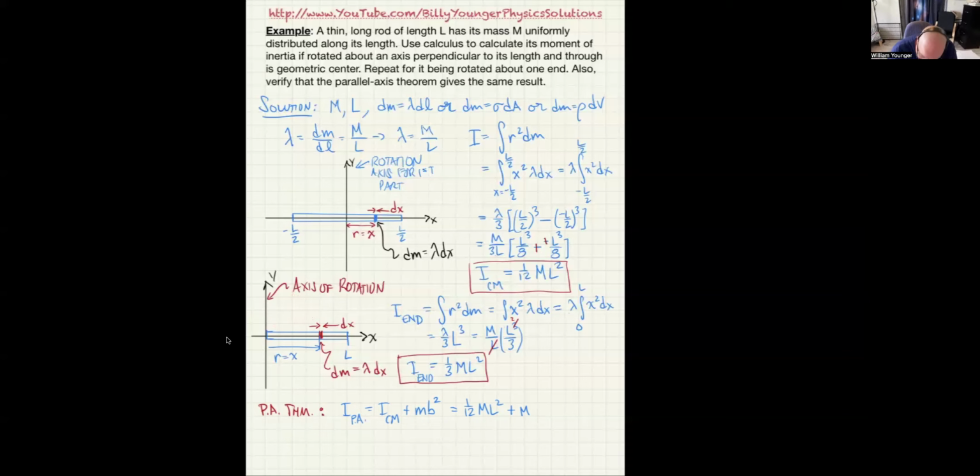So with that being said, I'm going to put in L/2 because that's how far the center of mass axis is from the end of the rod axis, and that has to be squared. So I'm going to get 1/12 mL squared plus 1/4 mL squared. So I about the parallel axis, which is also equal to I about the end, turns out to be mL squared times 1/12 plus 1/4.